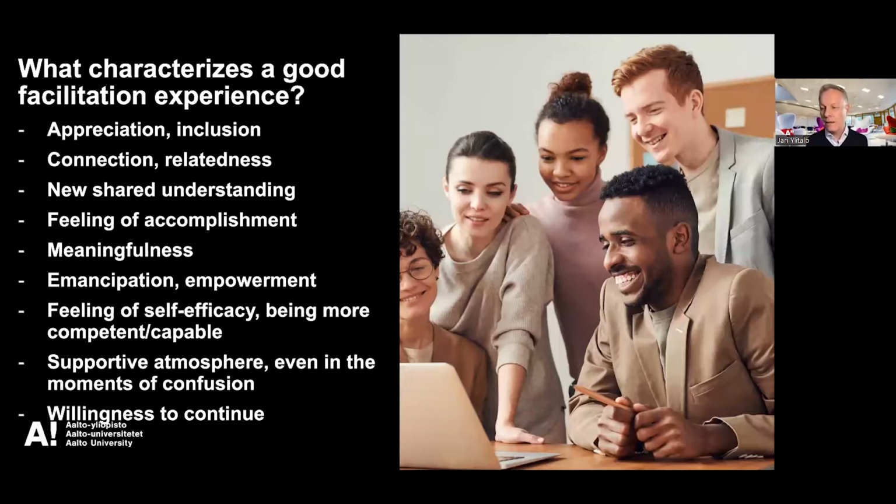facilitated process is really a kind of social accomplishment where we feel that it's really supporting our efficacy feeling and our feeling of being productive. But then this togetherness and connection is also something that can be enhanced and strengthened.